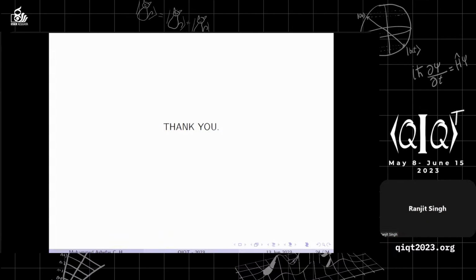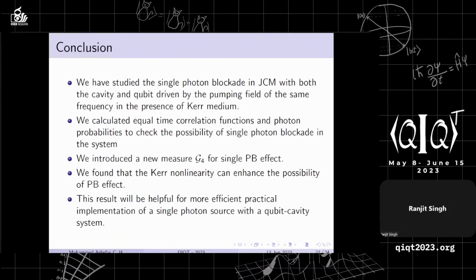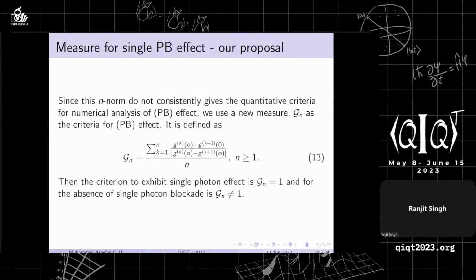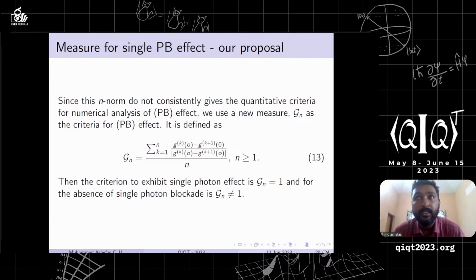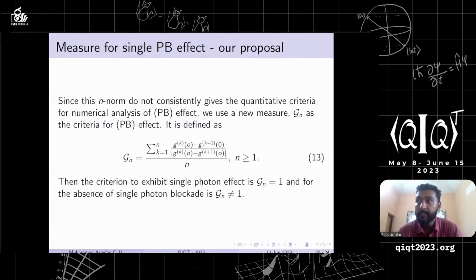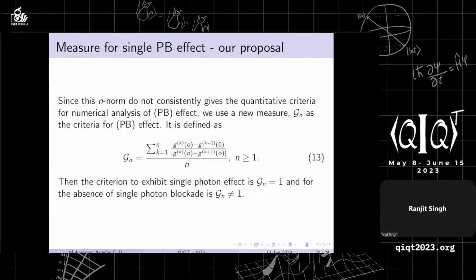Thank you for your talk. My question is, when G2 of 0 is less than 1, does it mean that the photon statistics belong to sub-Poissonian? When G2 is less than 1, it is sub-Poissonian. Yes. Okay. And the second question is, for what purposes do you need the cavity?